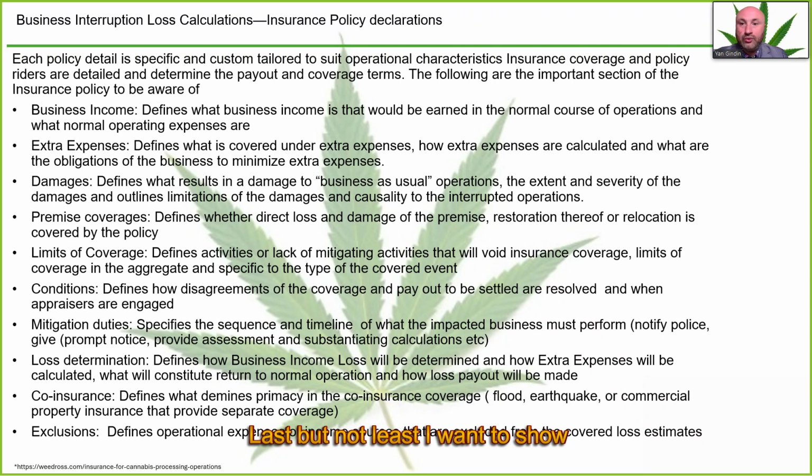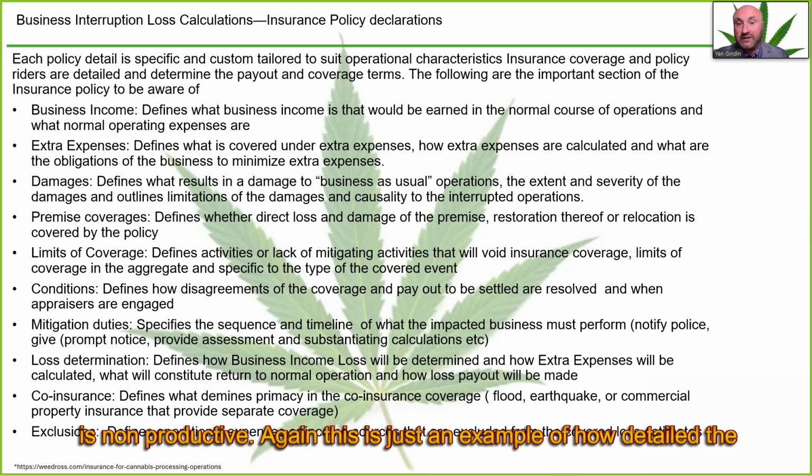Now, last but not least, when speaking about the insurance, we talked about how the insurance riders and declarations can be very specific, and business operators need to know what they are dealing with. An insurance policy can specifically define what is the business income, what are covered extra expenses, what type of damages, and whether or not the premises is covered fully, partially, or based on the productive flooring. An example would be a business that has a large floor, 1,000 square feet, but their sales registers only occupy half of that square footage. Well, then only half of the expenses associated with the storefront would be reimbursed because the other half is non-productive. Again, this is just an example of how detailed the insurance policies can be.